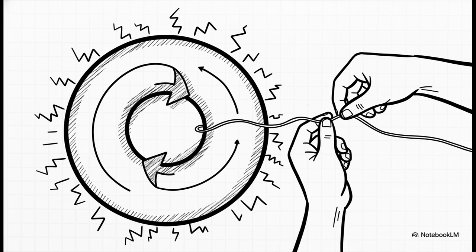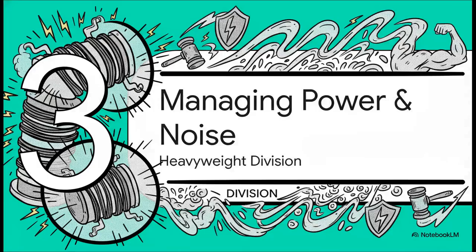But the trade-off? Manufacturing. You just cannot run wire through a solid donut on a fast, automated machine. It required painstaking, expensive hand winding, which drove the cost of production way up. Okay, let's step into the heavyweight division. Section 3, Managing Power and Interference. This is where inductors wrangle massive power loads and literally fight off regulatory agencies.